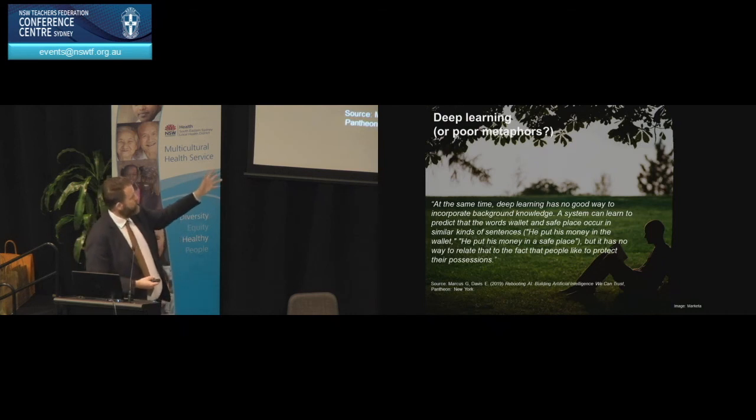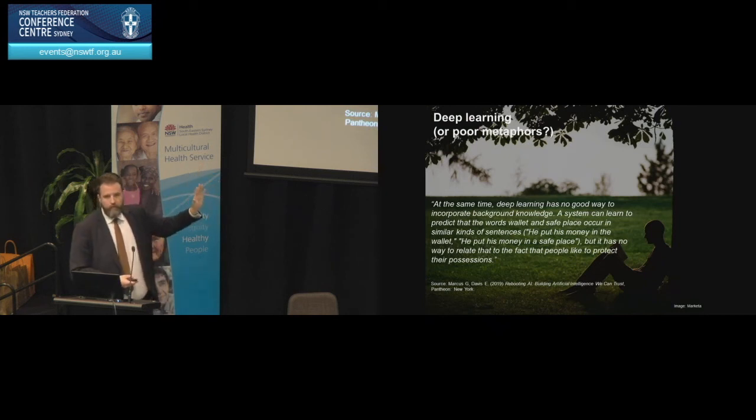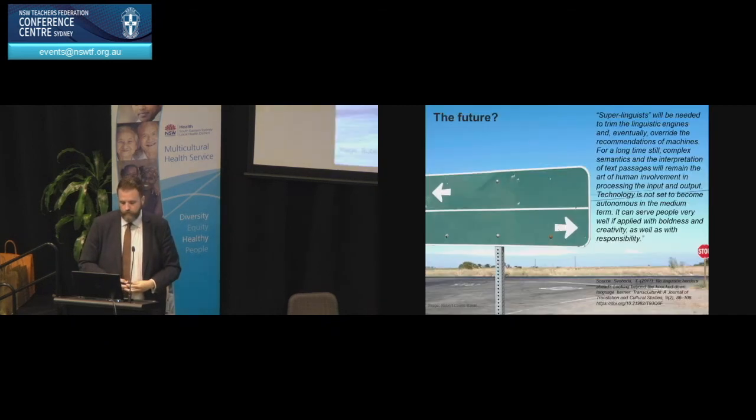This quote I quite like because it emphasises it can't incorporate background knowledge easily in recurrent neural networks. So a system can learn to predict, remember we're talking about predictive models, that the words wallet and safe space can occur in similar kinds of sentences. So he put his money in the wallet, he put his money in a safe space, but it has no way to relate that to the fact that people like to protect their possessions. And so I think that's the problem, is that we need to be thinking about the metaphors we're using when we're talking about use and application of machine learning or neural networks in our work more generally.